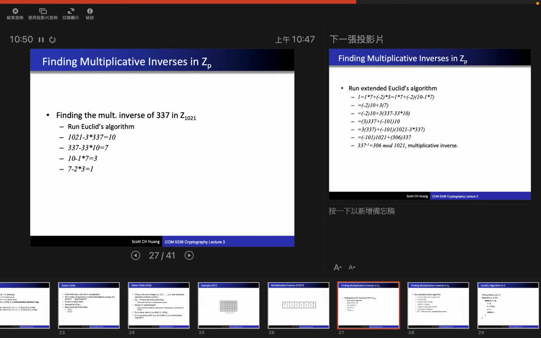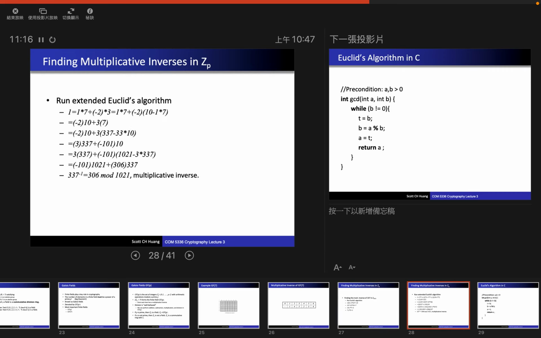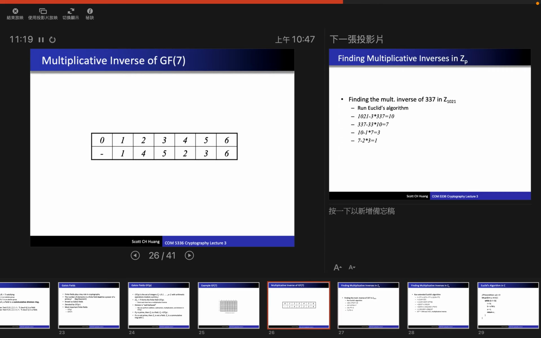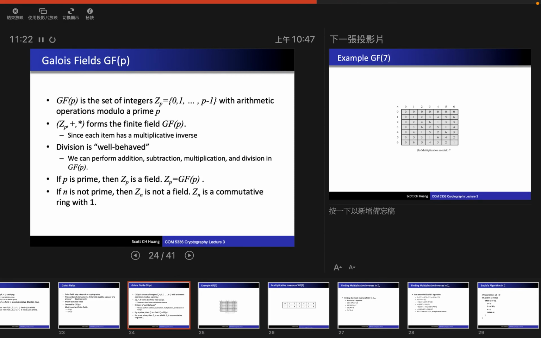And then we'll only get 1 if these two numbers are relatively prime. Okay. So if P is prime, we can always do this calculation, and then they will always make sense. Because a prime number will always be relatively prime with every other element, except for 0 and its multiples. Right? That is why every element in GFP will have a multiplicative inverse. Yeah, the reason is obvious.